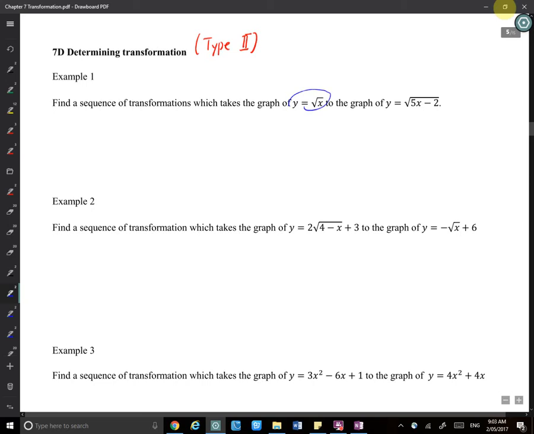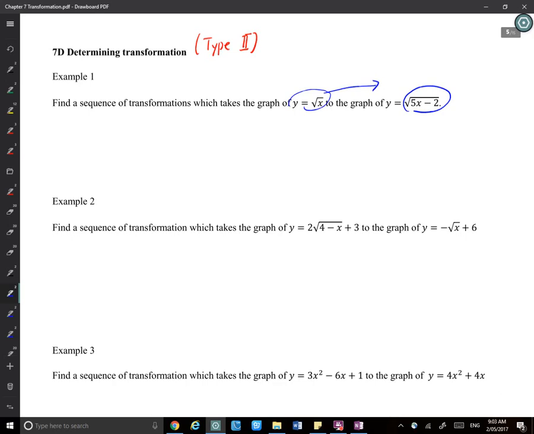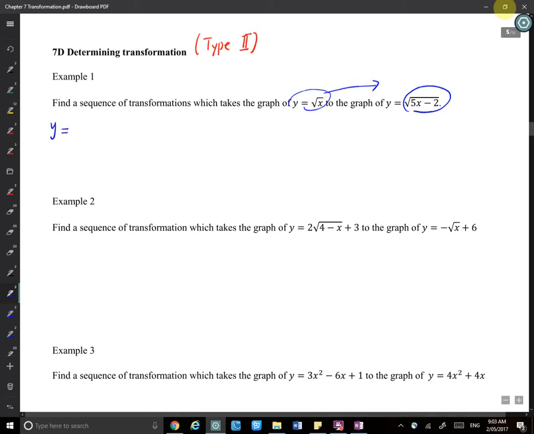Take this graph to this graph. Not always is the easier one the original one. Sometimes you can go from y equals square root of 5x minus 2 to y equals square root of x. Not necessarily is the easier one the original. The complex one can be the resultant one. Read the question carefully: from which to which? So from that one, this is the original, to that, so that is the resultant.